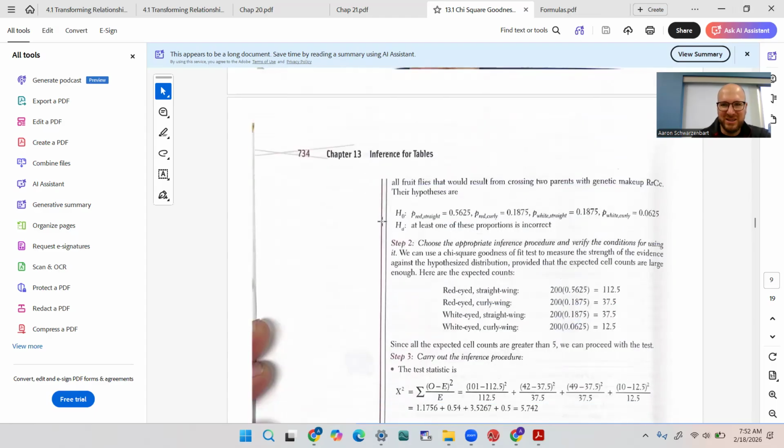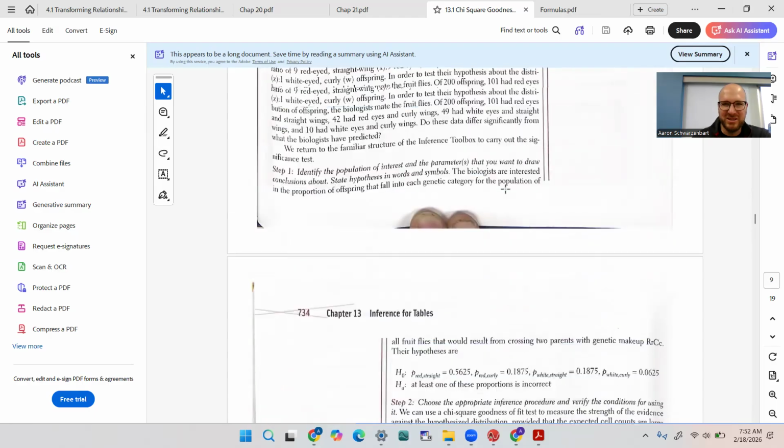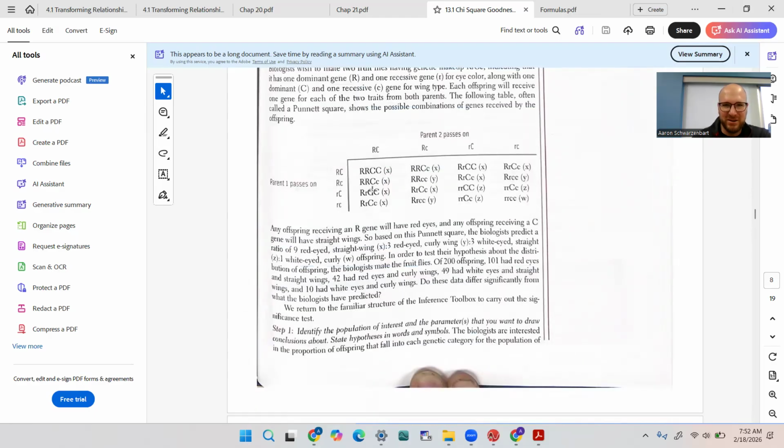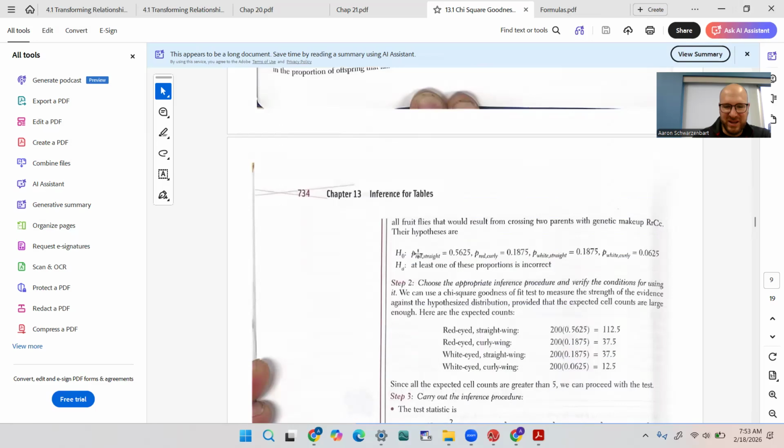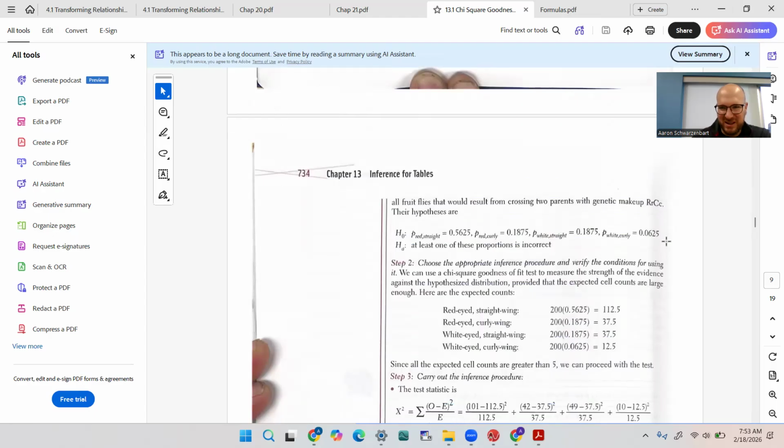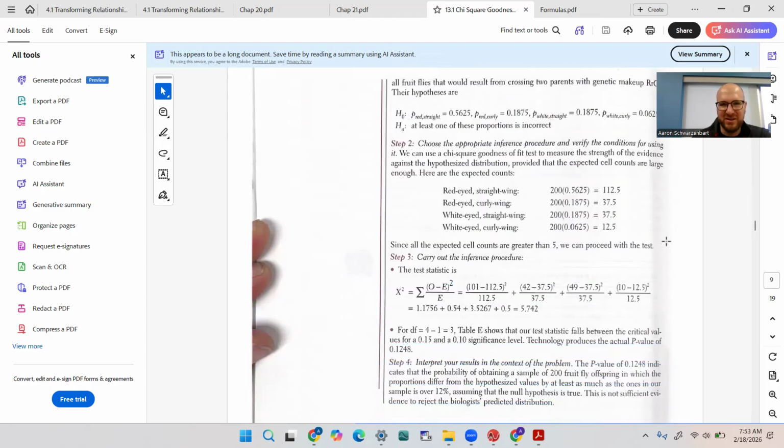The predicted would be this. If you look at this table, you count up anything with a dominant capital R. So red-eyed straight wings is 56.25%. Red-eyed curly wings, 18.75. White straight wings, 18.75. White and curly wings, both recessive, is 6.25.